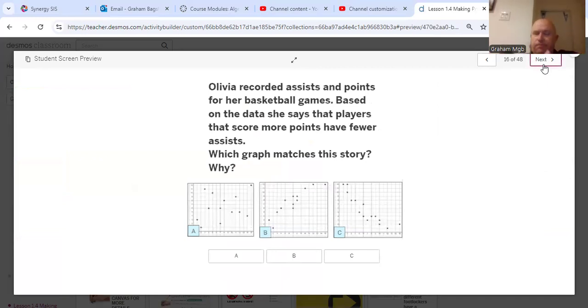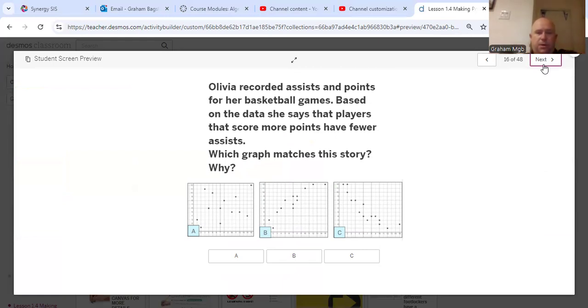Oh, this is one of those little graph questions where we're just trying to interpret what we notice. Olivia recorded assists and points for her basketball games. Based on the data, she says that players that score more points have fewer assists. Which graph matches this story? Now, you might want to pause the video so you can think.